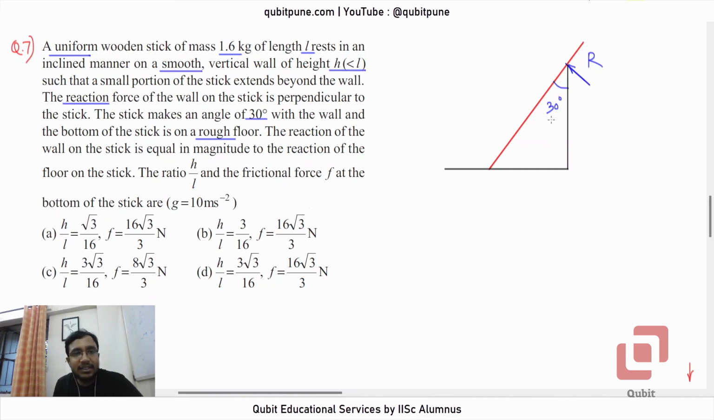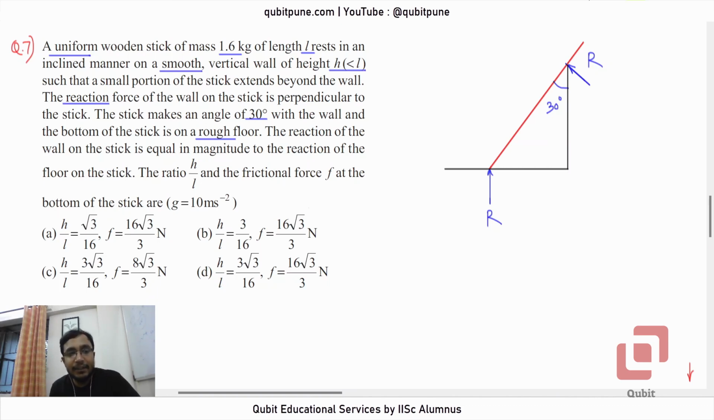And the bottom of the stick is on a rough floor. So rough means it will have both friction and normal reaction. The reaction of the wall on the stick is equal in magnitude to the reaction of the floor on the stick. So this should also be R. Normally we would define R1 and R2, but now no need. R1 equal to R.